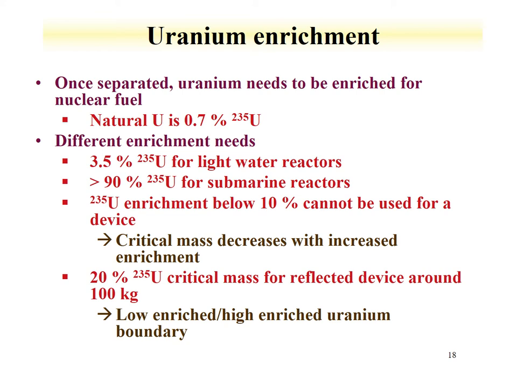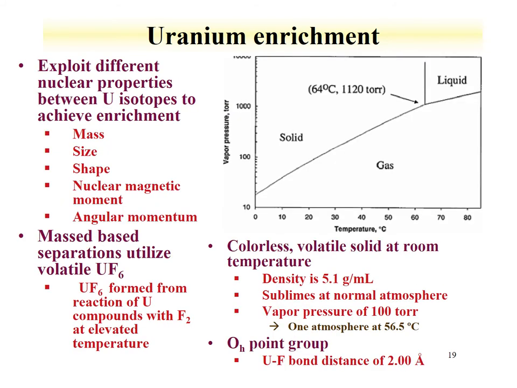And here's some data on uranium enrichment related to devices. 10% cannot be used for a device, and 20% needs around 100 kilograms. And this is the boundary for high enriched and low enriched uranium. In order to achieve a separation of uranium isotopes, methods other than chemical separations are going to need to be exploited. The differences in the isotopes can be primarily mass, or perhaps even the nuclear magnetic moment, thinking about the difference between uranium-235 with a different spin and parity than uranium-238.